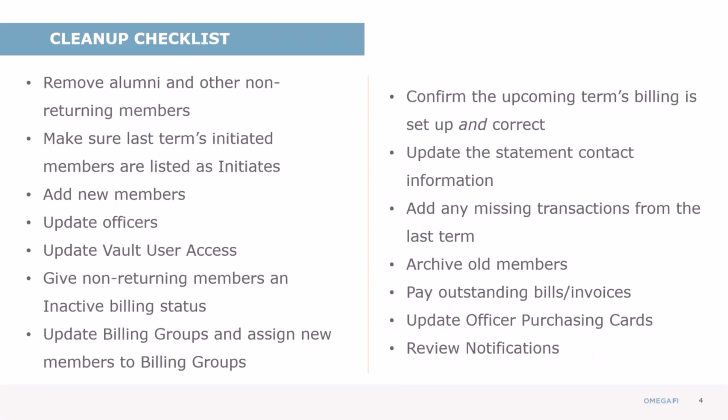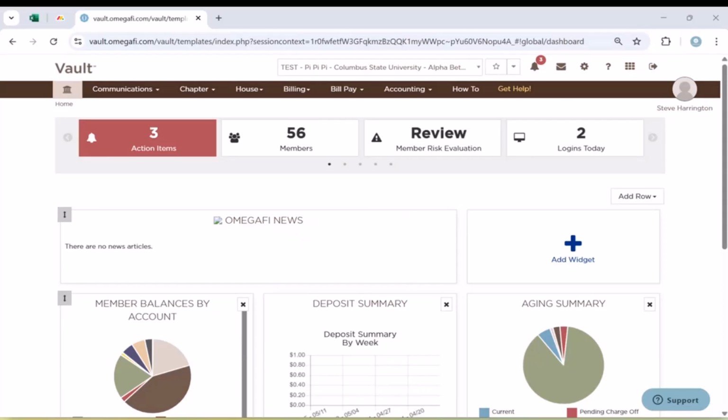All right, so we'll go ahead and look at Vault. For our cleanup checklist, we're removing alumni and other non-returning members. So that's all going to be updating membership statuses. Some of y'all in this webinar, I know, have databases that are outside of Omegafy, in which case you will update their member status in your database. If it's like Chapter Spot or Chapter Gateway or any of those things, you'll make it there. It automatically pushes into Vault. It's probably the same thing you did to add new members if you had spring new members.